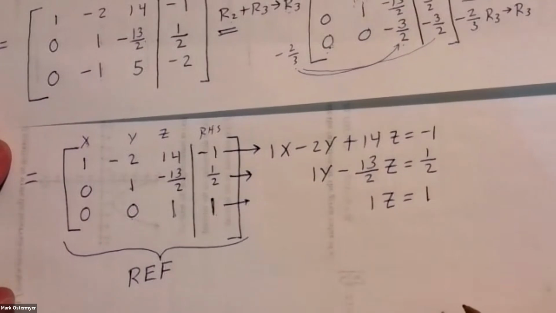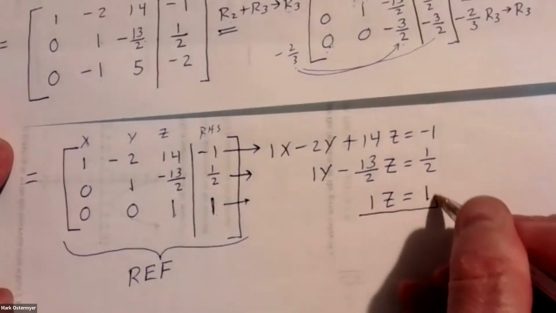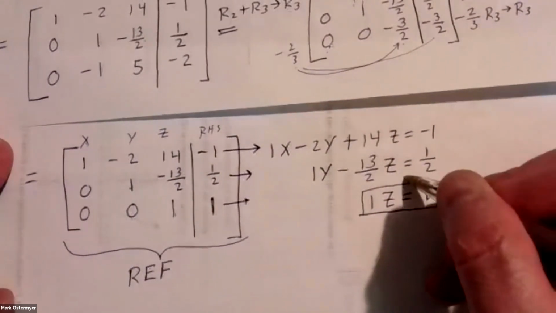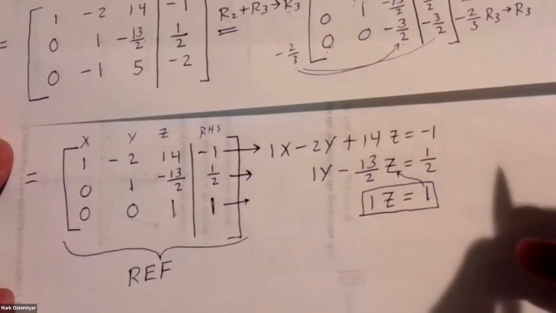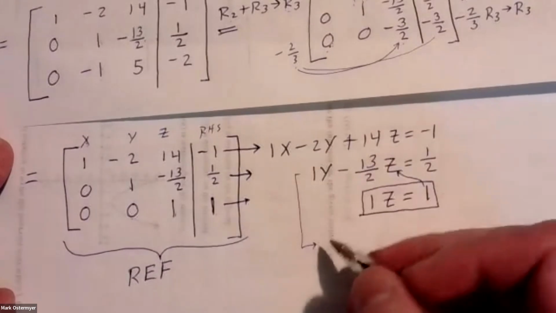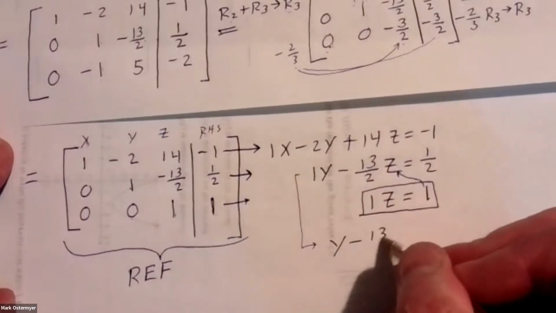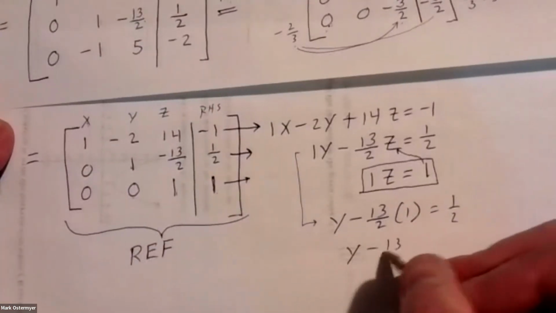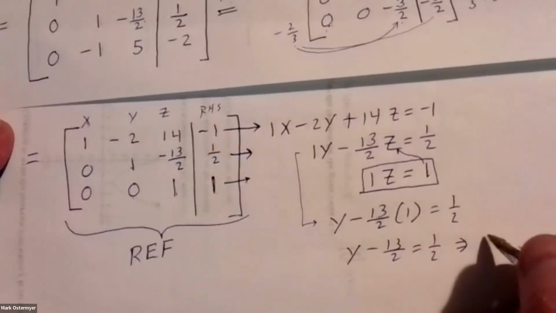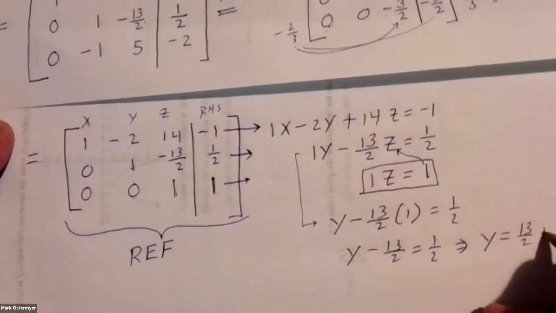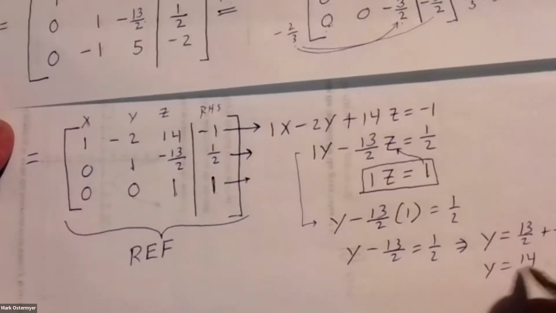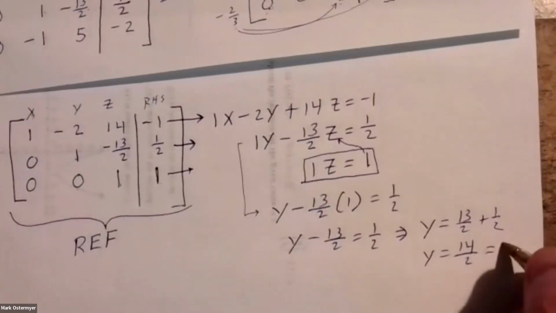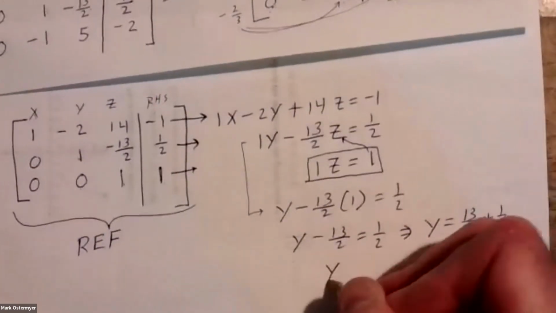What's my z coordinate of my ordered triple solution? 1. That's your z coordinate. To find your y coordinate, we have to back substitute this 1 up into the second equation for z and then solve for y. So upon making this substitution, our second equation presents itself as y minus 13/2 times 1 equals 1/2, which means y minus 13/2 equals 1/2. Adding 13/2 to both sides, y is equal to 13/2 plus 1/2. Y is equal to 14/2. But what's another name for 14/2? 7.